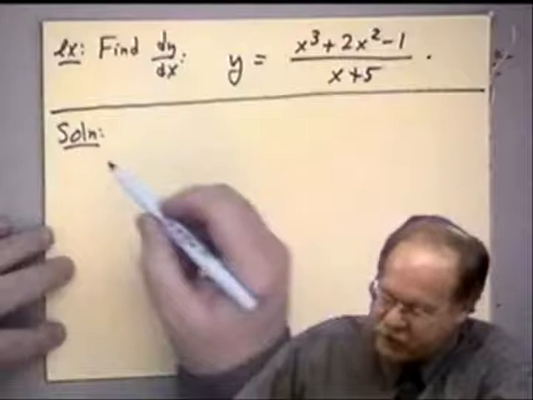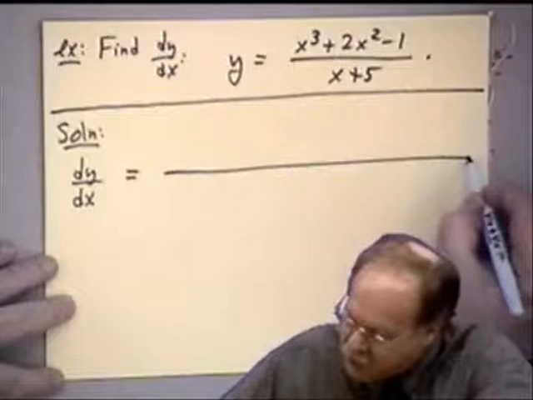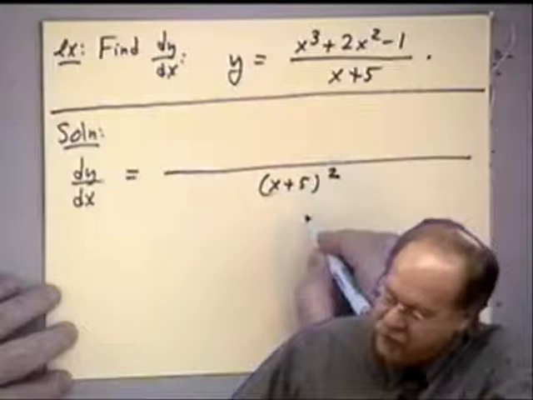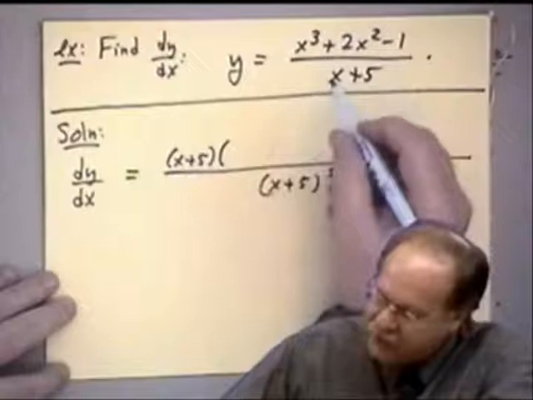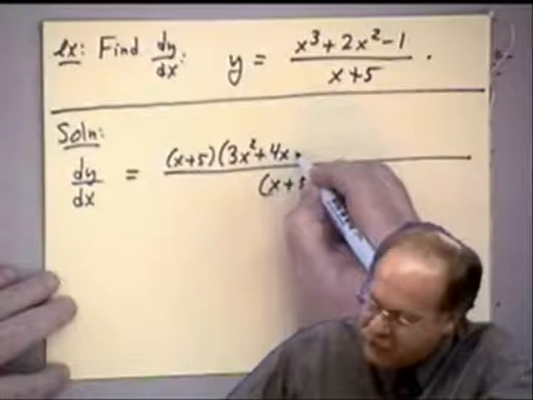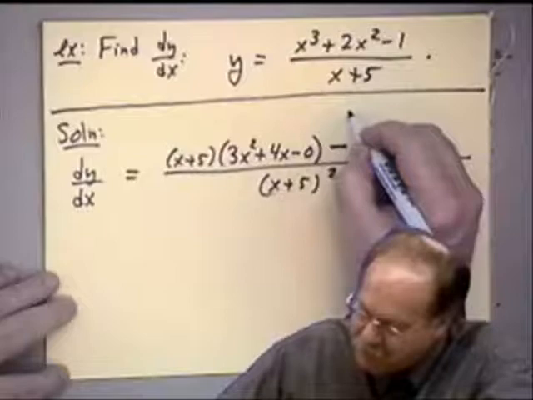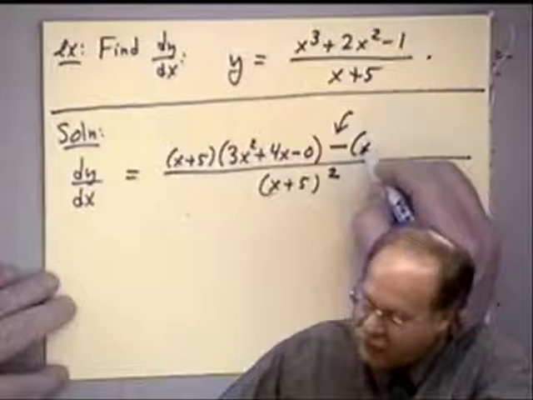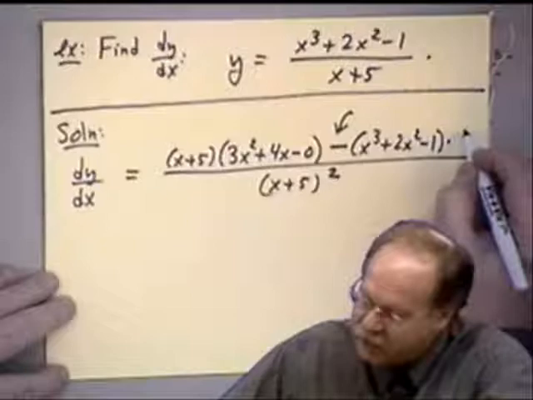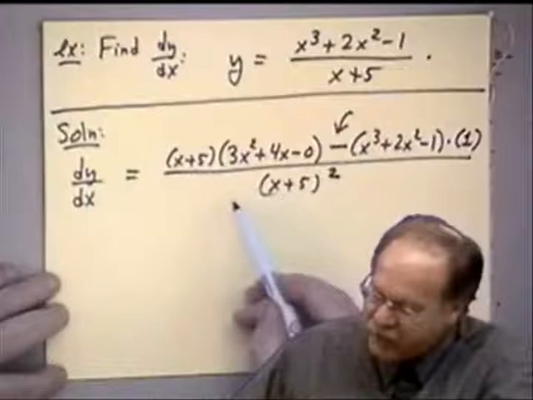So dy dx is going to produce a quotient. The bottom is going to be x plus 5 squared. So we square that. On the top, we have x plus 5. Again, this is the v value, so that's what gets squared, and that's what starts off the top, times the derivative of this function, which is 3x squared plus 4x minus 0, derivative of a polynomial we've done before, minus, which is part of the rule, so you have to have it there, and then we reverse this. Instead of having the denominator, or the bottom function, times the derivative of the top, we reverse it. We now have the top function times the derivative of the denominator, which in this case is just 1, or 1 plus 0, if you like. So there is our quotient rule applied, and technically we are done. This is the derivative of this function.